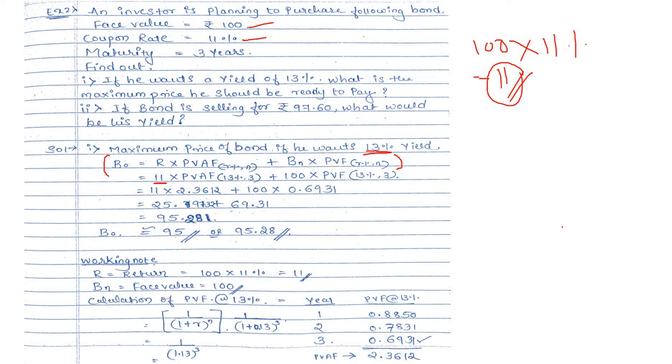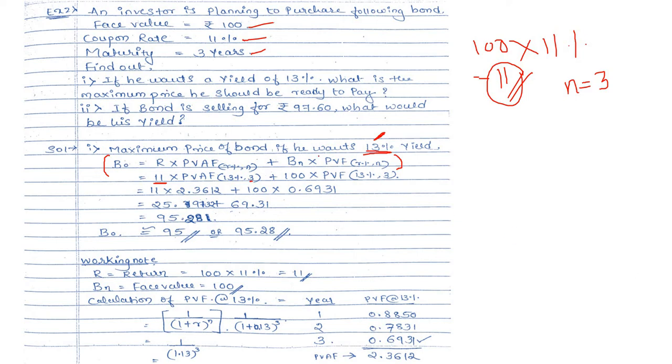Next, into PVAF, write it as it is. R means the return. So in the problem, how much percent of return do we want? 13% yield, correct. So 13%. Next, N. So N is the number of years, correct. So here see when the maturity is: the maturity is 3 years. So N is equal to 3 years. So here we have taken 3. N is equal to 3.